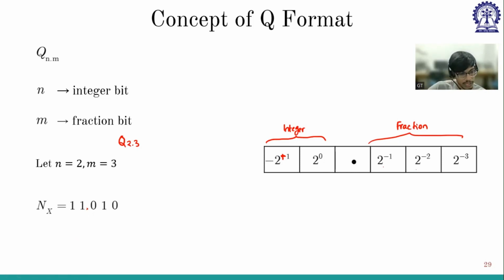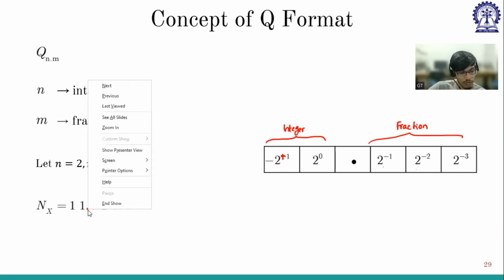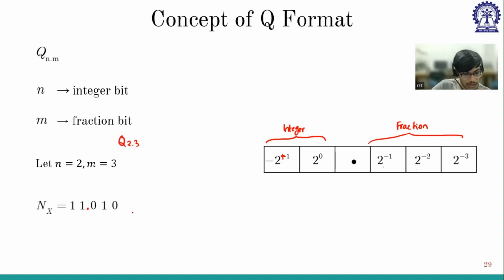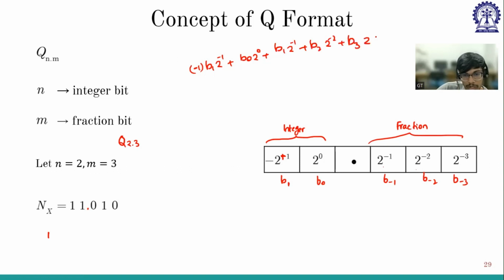So what will be its value, Q of VA? I have to map this, right? So say this is B2, B1, B0, point, B minus 1, B minus 2, B minus 3. I represent this. So my value will be minus 1 into B1 into 2 to the power 1 plus B0 into 2 to the power 0 plus B minus 1 into 2 to the power minus 1, B minus 2 into 2 to the power minus 2 plus B minus 3 into 2 to the power minus 3. So this is my B1. Plus 1, sir? First one, yeah, plus 1. Sorry.